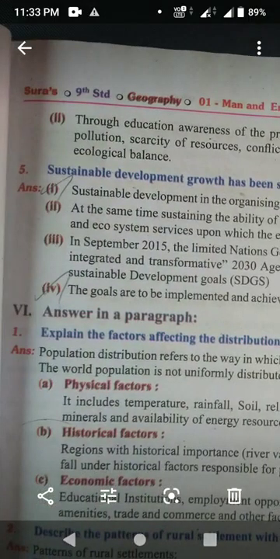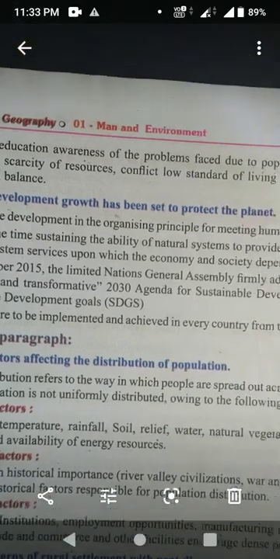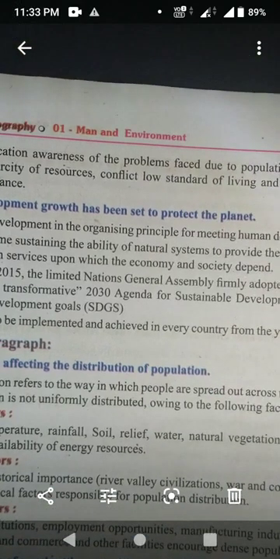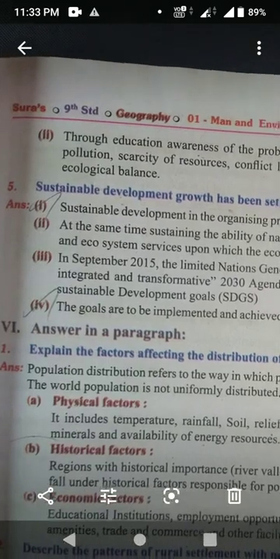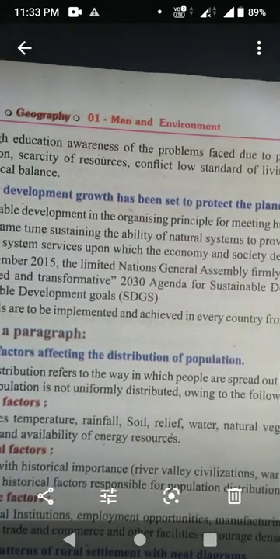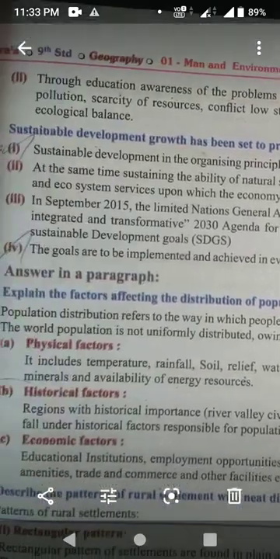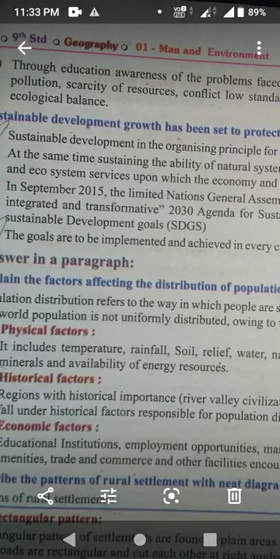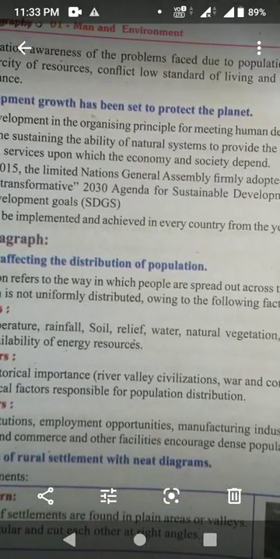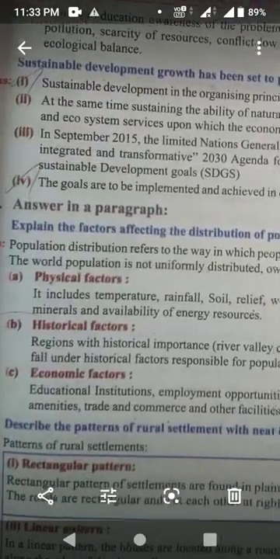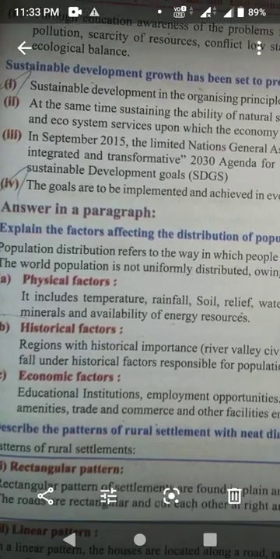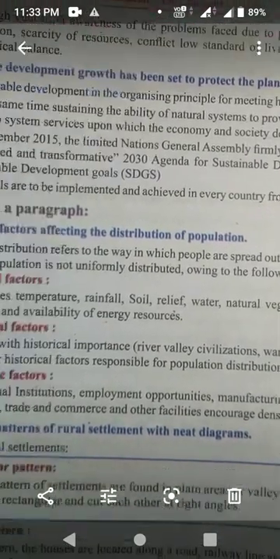Next, fifth one: sustainable development goals have been set to protect the planet. Sustainable development is the organizing principle for meeting human development goals while at the same time sustaining the ability of natural systems to provide the natural resources and ecosystem services upon which the economy and society depend.